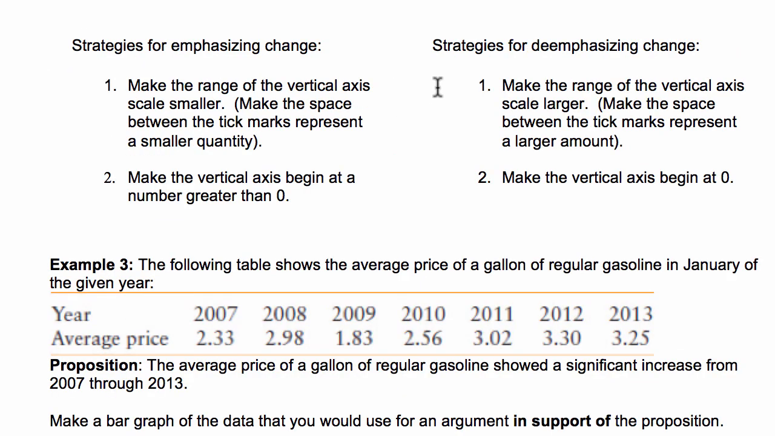The strategies used in the previous problems for de-emphasizing change were simply the opposite of the strategies used to emphasize change. For example, instead of making the range of the vertical axis scale smaller, we might make the range of the vertical axis scale larger. And instead of making the vertical axis begin at a number greater than 0, if we want to de-emphasize change, we will make the vertical axis begin right at 0.